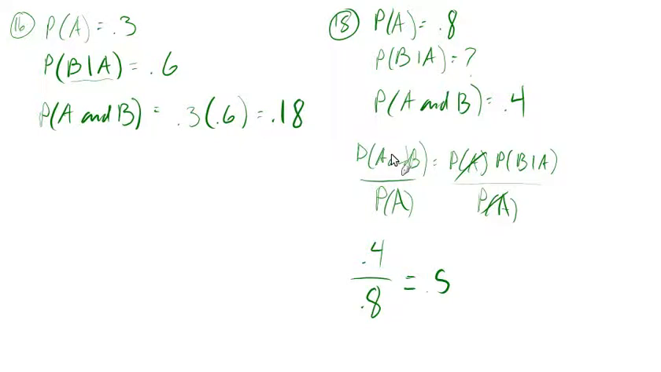Oh, you know what? I have written down 0.4 instead of 0.32. That's what that should have been. 0.32. So 0.4. Yes, that's better. All right.